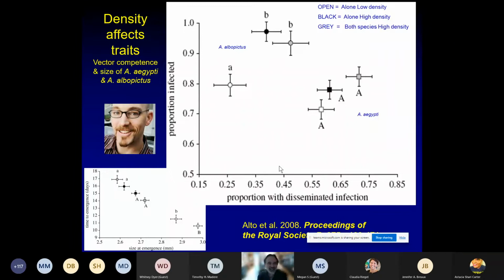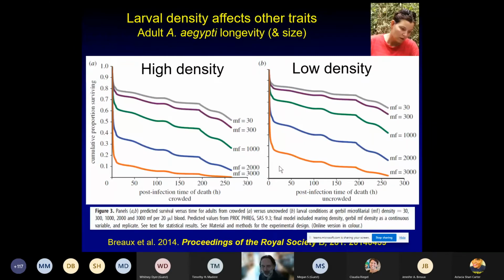Well, this is a study that was done by Jen when she worked in my lab, also with Aedes aegypti, on a different aspect of how intraspecific competition among larvae might affect a component of vectorial capacity. She raised aegypti larvae at either high density or low density in standard conditions, and then got the adults and exposed them to microfilaria of a Brugia nematode. And I'm not going to really talk about the Brugia in this case. What I do want you to notice is these survival curves.